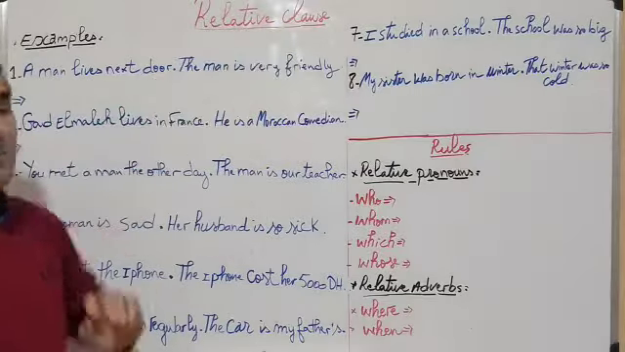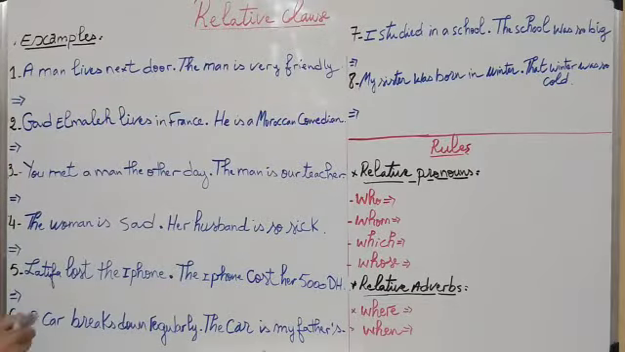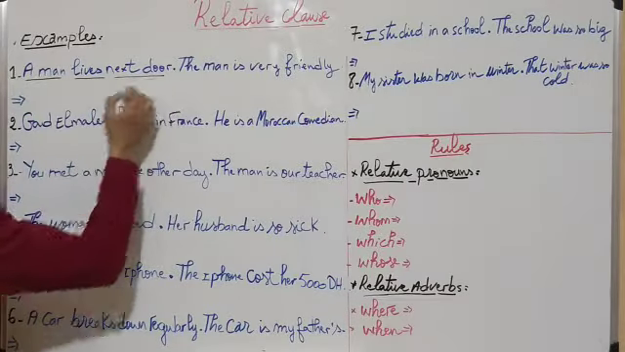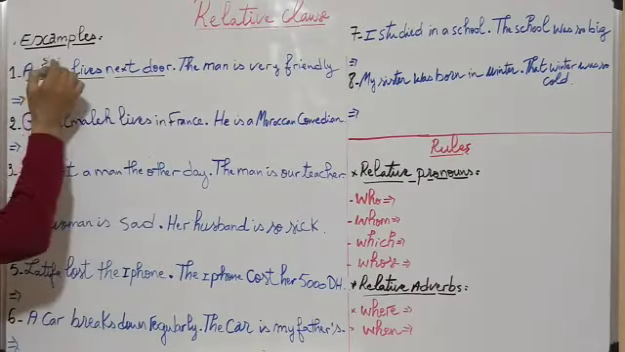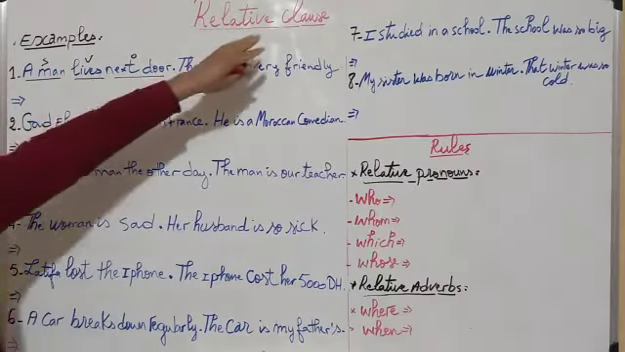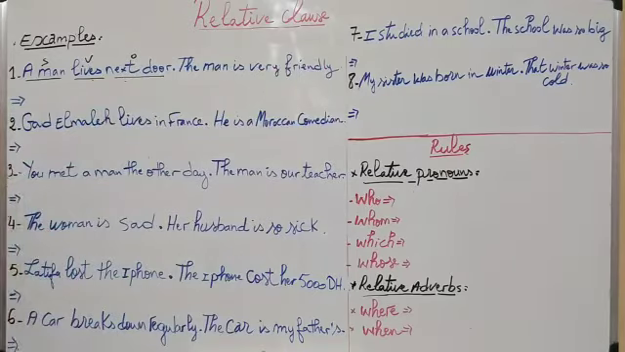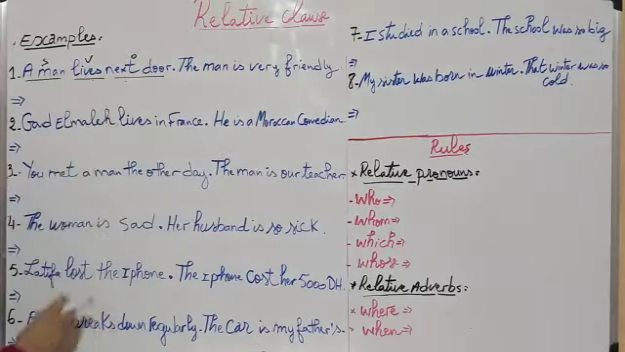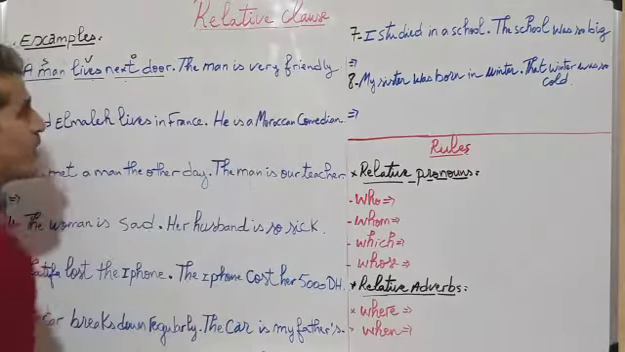So we have here a clause. What is a clause in English? As you can see here, we have: a man lives next door. A man here is a subject, lives is a verb, next door is an object. So this is what we call a clause, okay? So we have here two sentences. A man lives next door. The man is very friendly.